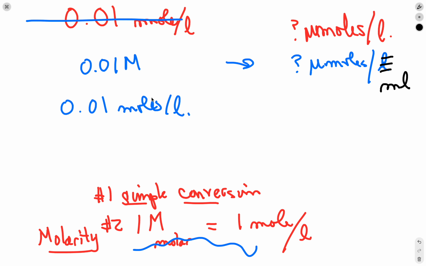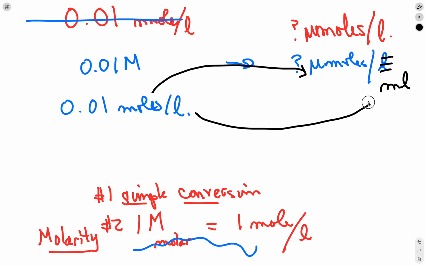Okay? And so the safest way to do that is to say, well, I'm going to do two conversions. I'm first going to switch from moles to micromoles. I'm going to get that answer. I'll leave it at liters. And then as a second round, I'm going to switch from liters to milliliters. So let's just do that.